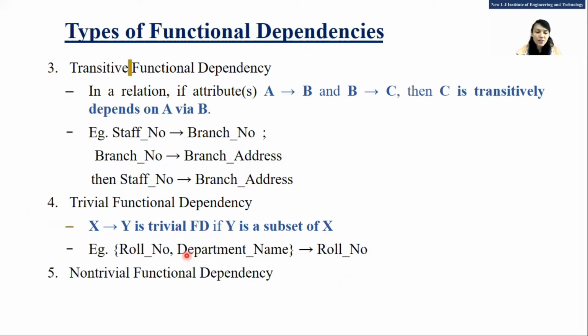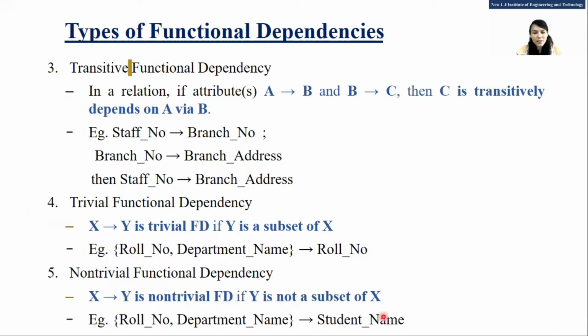And what is non-trivial functional dependency? That is the opposite of trivial. So if we have X determines Y, where Y is not a subset of X, then we can say that it is a non-trivial dependency. So here roll number and department determines student name, where student name is obviously not a subset of this particular pair. So that is known as non-trivial functional dependency.